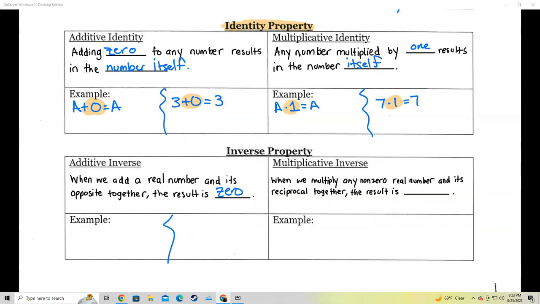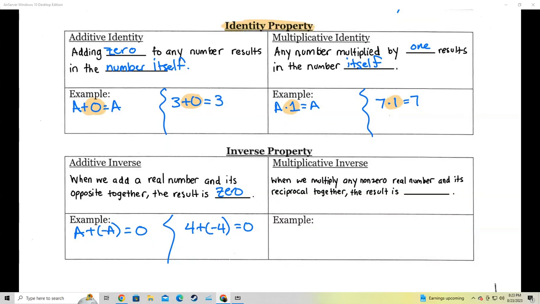What's the opposite of 6? It's negative 6. When I add 6 and negative 6, the answer is 0. The opposite of negative 2 is 2. When I add negative 2 plus 2, the answer is still 0. So whenever you add opposites together, or its inverse, then we get 0 as an answer. As far as the general example, that would be A plus negative A. When I add its opposite, the answer is going to be 0. And we did a bunch of examples earlier. Let's go ahead and go 4 plus negative 4. And the answer is going to be 0.